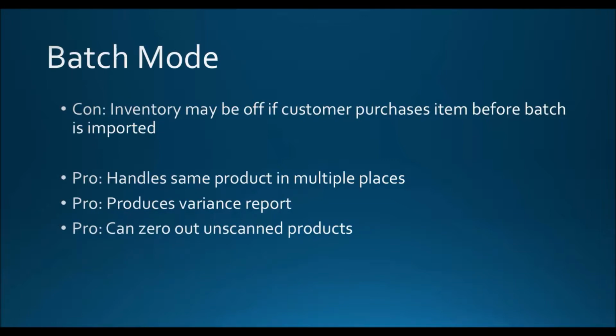And the final pro of batch mode is that it can zero out unscanned products. So as we mentioned before, if you have products that you don't actually have on hand, when you import the batch, it will give you the option of zeroing out any products that you didn't scan, and you can do that by entire departments or by telling it that you did your entire store, and so it'll zero out products in the departments that you select or zero out products in your entire store that did not get scanned. And I'll get into that a little bit more when I demonstrate importing a batch.